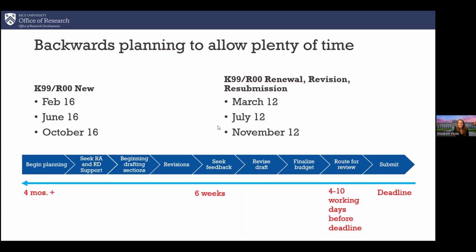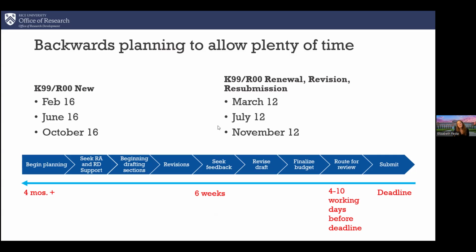So thinking about starting the planning process, and we're about to transition into the anatomy of the K99 and all of these different sections you're going to have to produce, you want to engage in backwards planning. I saw a message go out to the group about the June 16th deadline coming up. That seems to me quite soon, but it is possible if you've been working on this proposal so far that you might be able to submit for that deadline.